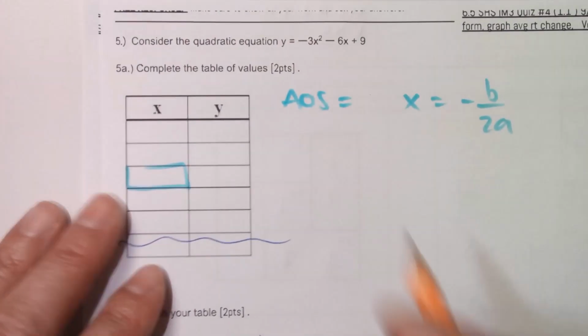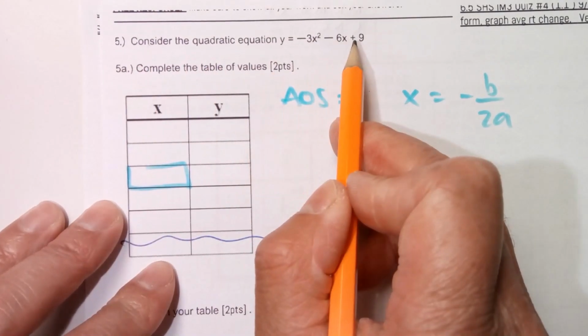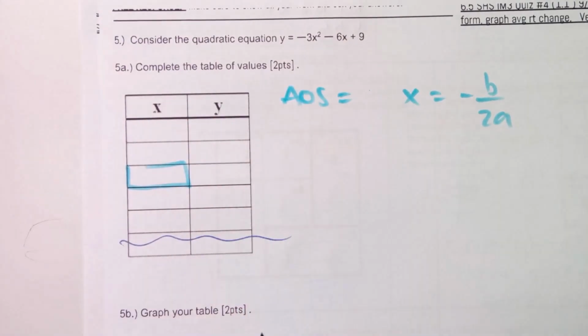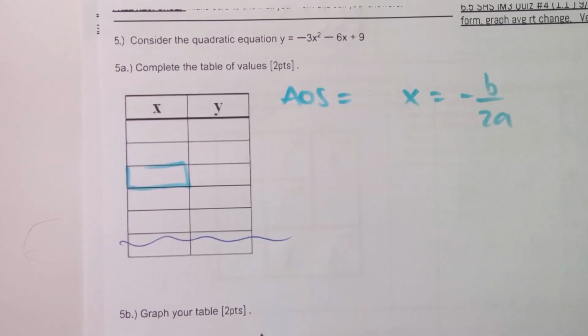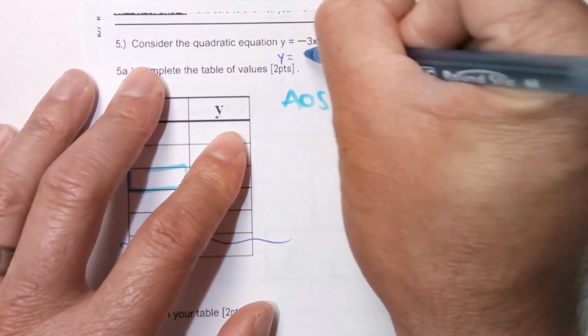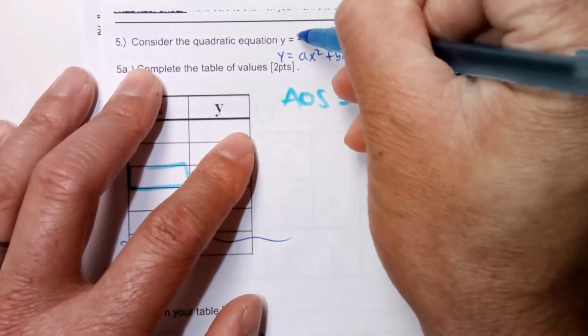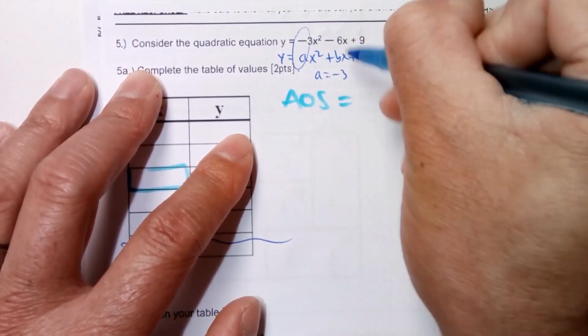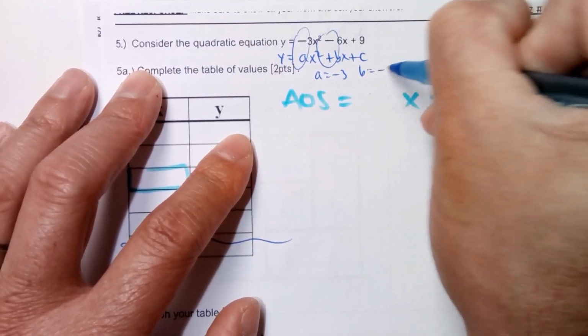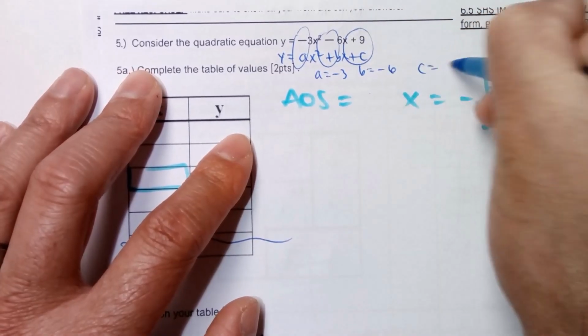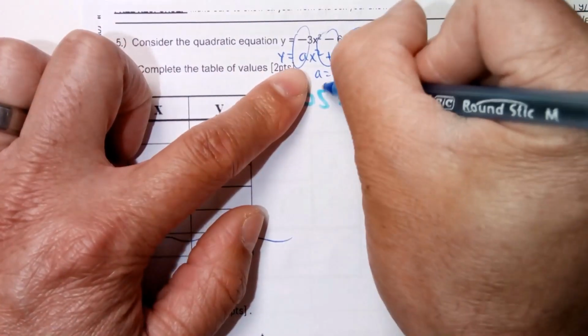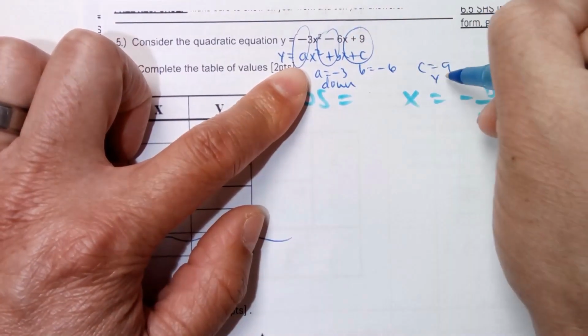Number 5, consider the quadratic equation. Okay, complete the table of values. So I'm just going to look at standard form, which has no parentheses. A value is -3, B value is -6, C value is 9. So you should already recognize that this is pointing down, and your y-intercept is going to be at 9. Okay, we'll double check that when we graph it.